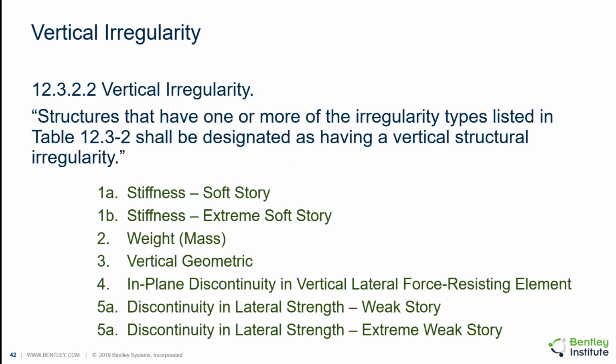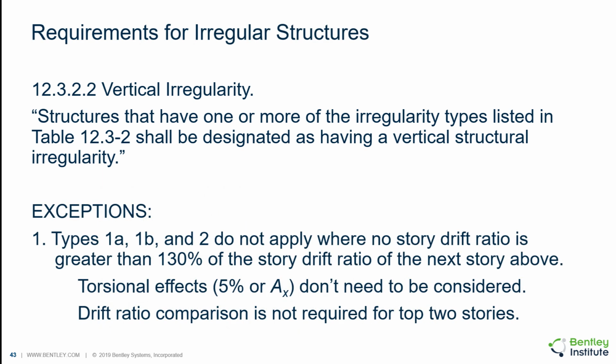So these are the vertical irregularities according to ASCE 7. In the definition of vertical irregularities, there are 2 important exceptions. The first is that if no story drift ratio is greater than 130% of the story above, types 1A, 1B, and 2 do not apply. In the determination of these drifts, the 5% accidental torsion does not need to be applied.